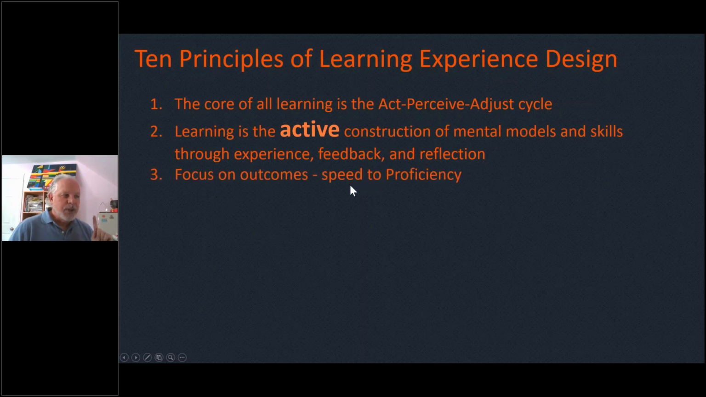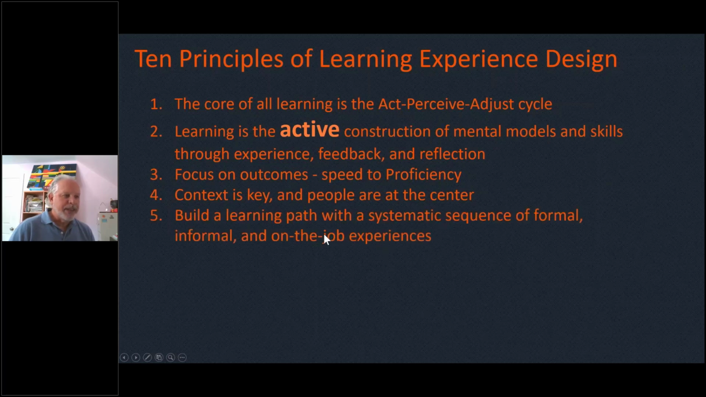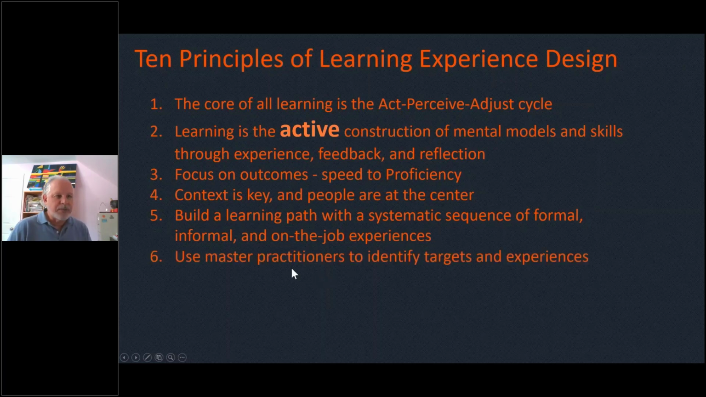Number 3, we need to focus on outcomes, and it's particularly speed to proficiency. This is a concept that I think is very important, a great way to look at what we're doing. Context is key, and people are at the center. Build a learning path with a systematic sequence of formal, informal, and on-the-job experiences. Okay, so that path, just like that arrow I showed you, that's the path to proficiency. Use master practitioners or experts to identify targets, what people should be able to do and what they should look like, and experiences that lead to getting to that target.